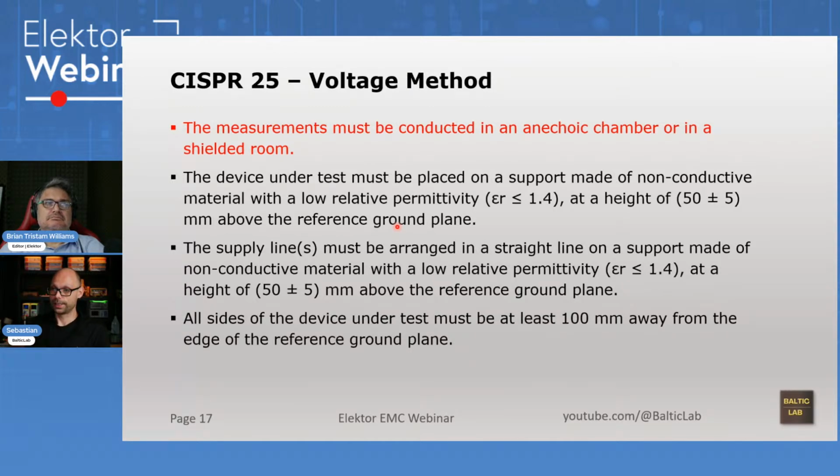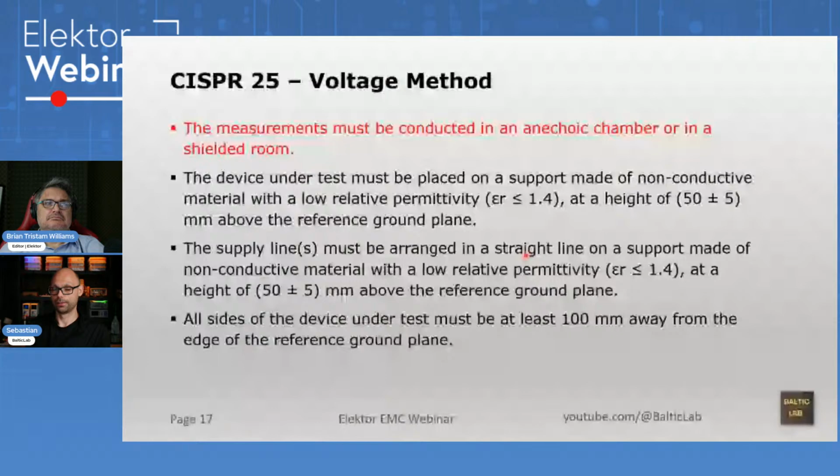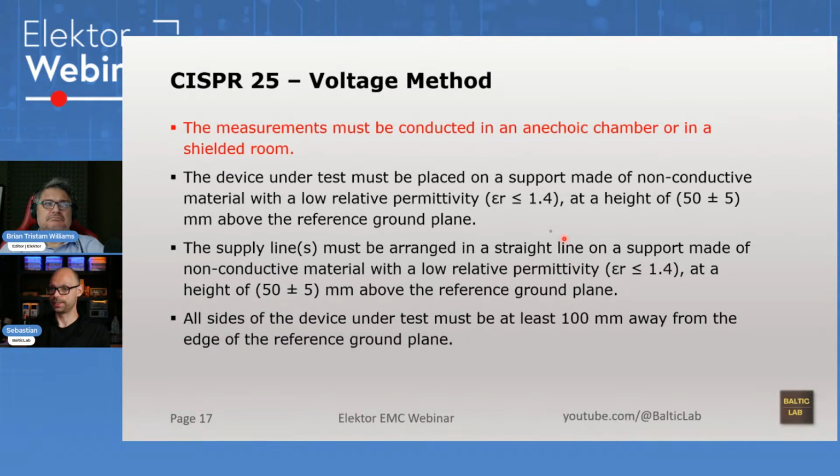The supply lines must be arranged in a straight line. This really should be highlighted, because you often see people laying long lines down in some sort of meander pattern. That's not okay as per the standard. And it's the same support, so same permittivity requirements apply. And all sides of the device under test must be at least 10 centimeters away from the edges of the reference ground plane.